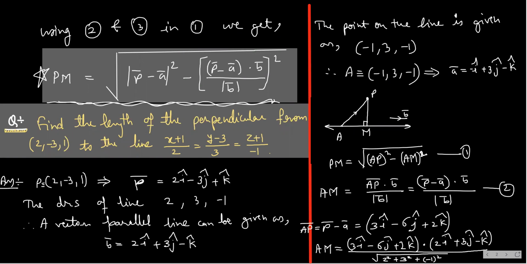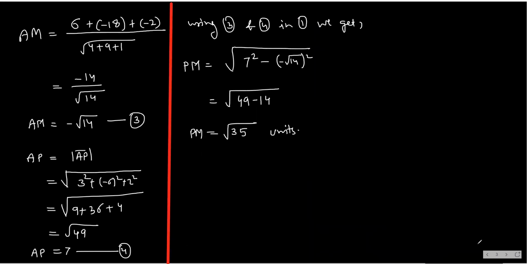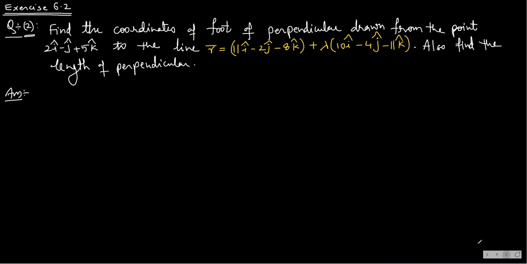There we are going to use the method of DRS of the line. Using the DRS technique, we are going to get the length of the perpendicular. Yes, but then we will use the distance formula there. Okay, now how is that going to be done? You will understand when I solve the second question from exercise 6.2. When I take this problem, you will understand the other method also.